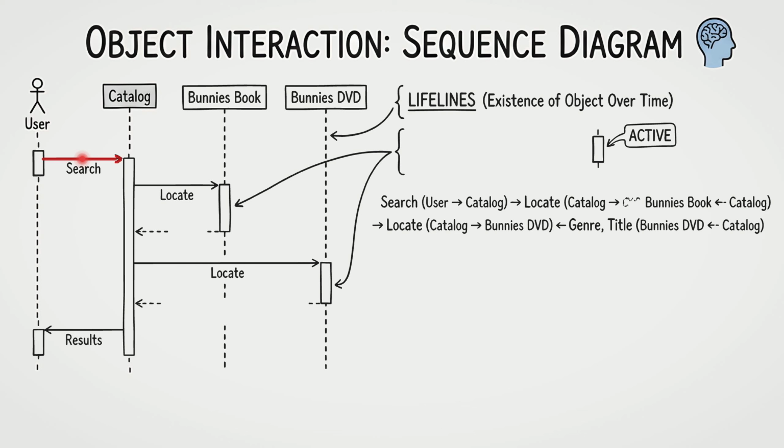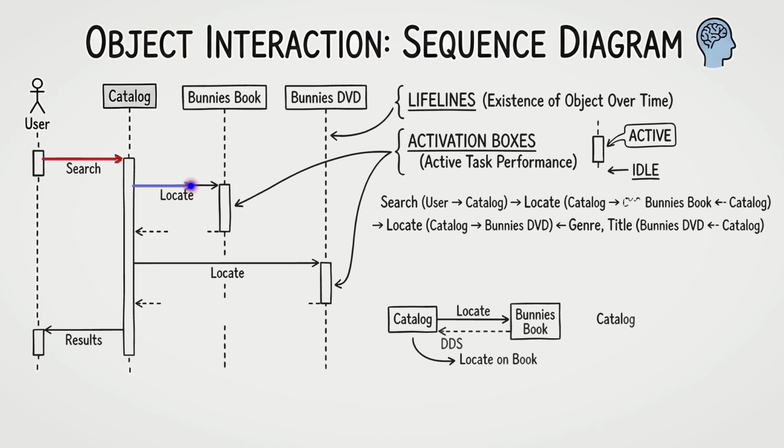Notice how right when that happens, a thin vertical rectangle appears on the catalog's lifeline. These are called activation boxes. They show exactly when an object is actively awake and performing a task. When there is just a dashed line without a box, the object is idle, just waiting. So, the catalog is active and needs to find the items.